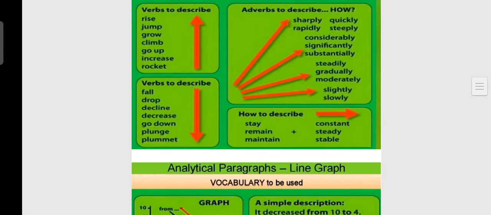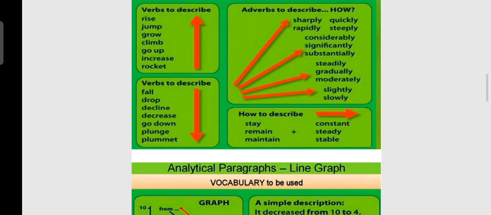Now again some words are there for rise: jump, grow, climb, go up, increase, rocket. So these are verbs to describe increase and decrease. And if it is a sharp increase, so sharply, quickly, rapidly, steeply. And if it is somewhat like the second line, it is considerably, significantly, substantially. And if it is like the third line, almost a slight increase, then we can say steadily, gradually, moderately. And if it is stable, we can write slightly and slowly.